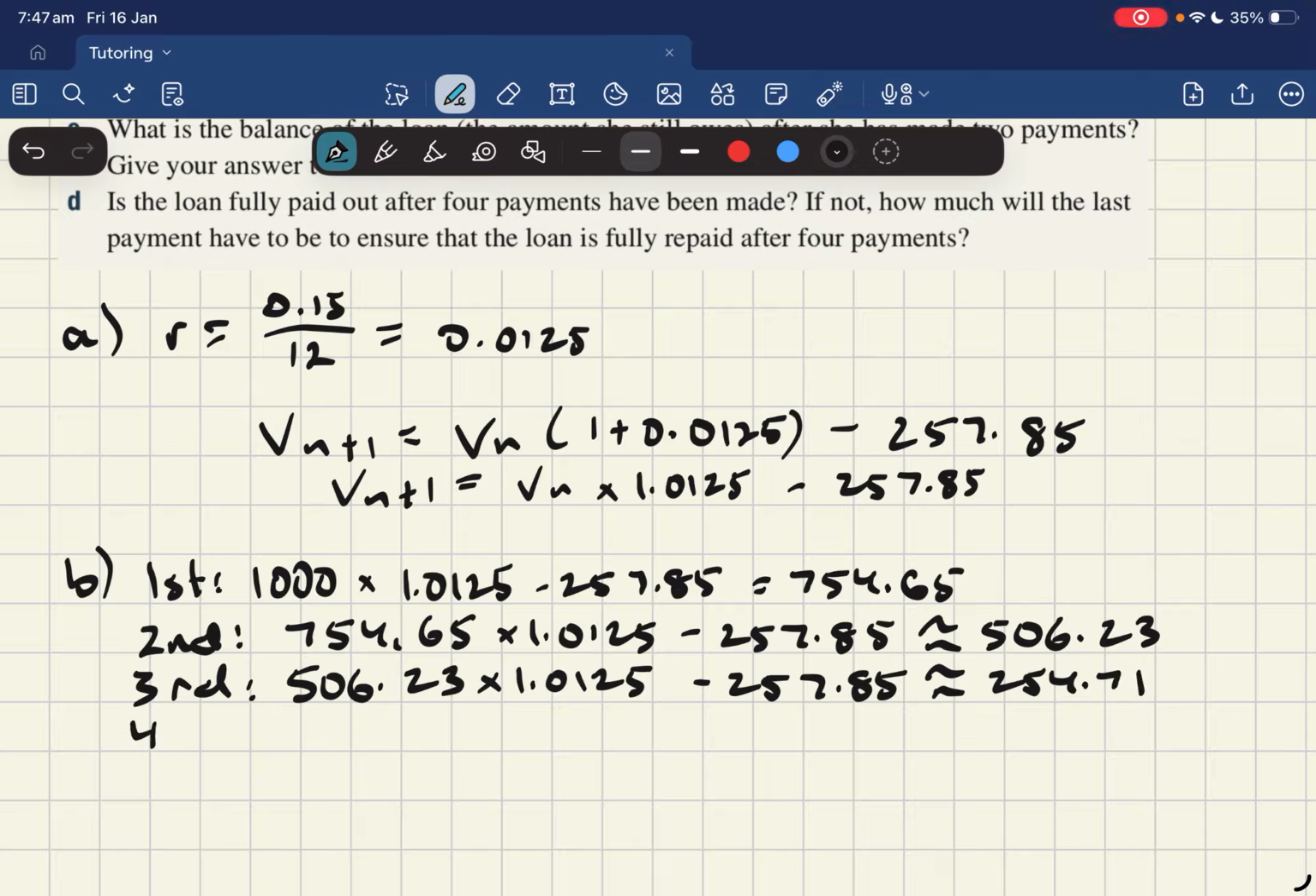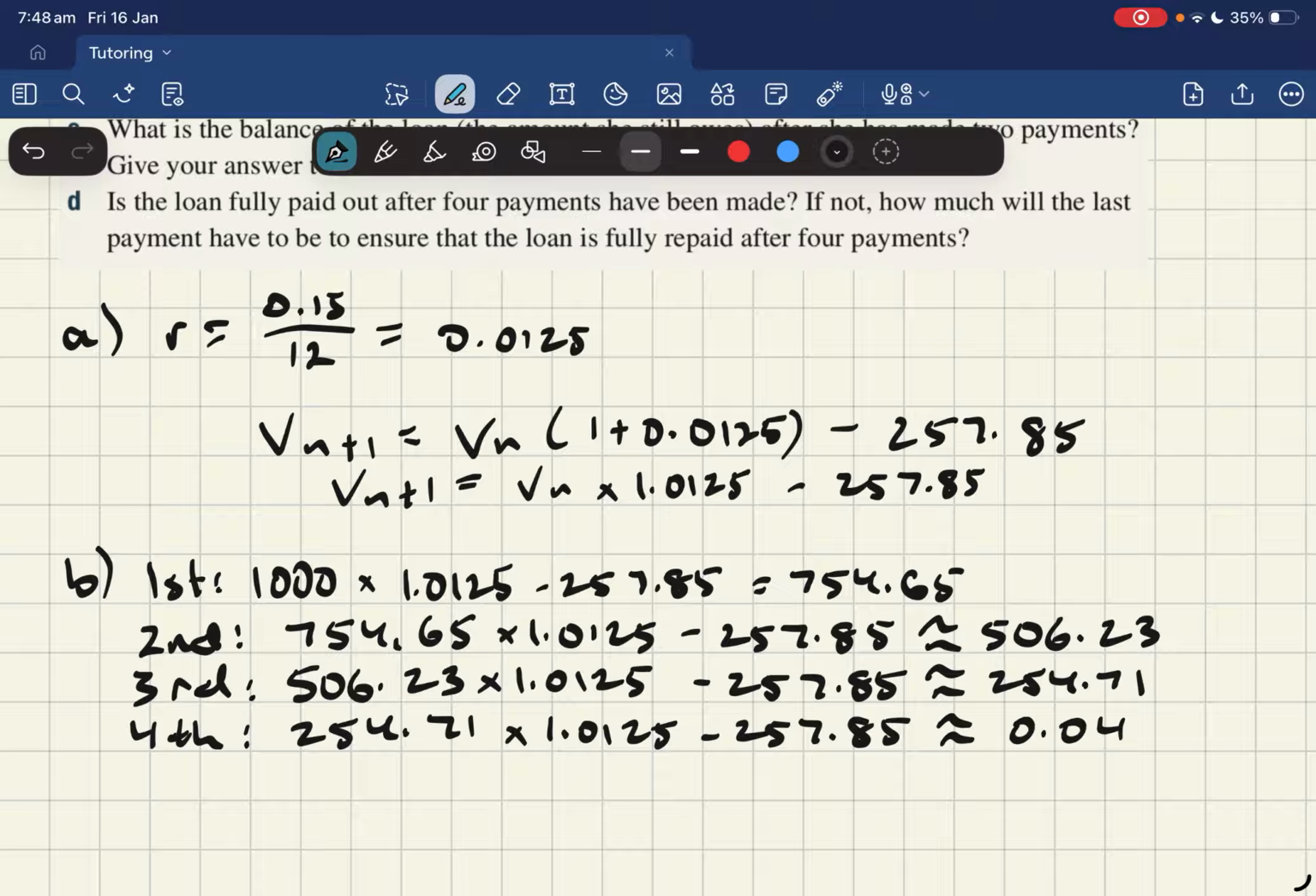And then at the end of the fourth, we have that amount, 254.71 multiplied by 1.0125 minus 257.85. Now this gives you approximately 0.04. So there's 4 cents basically left at the end of the 4 months.